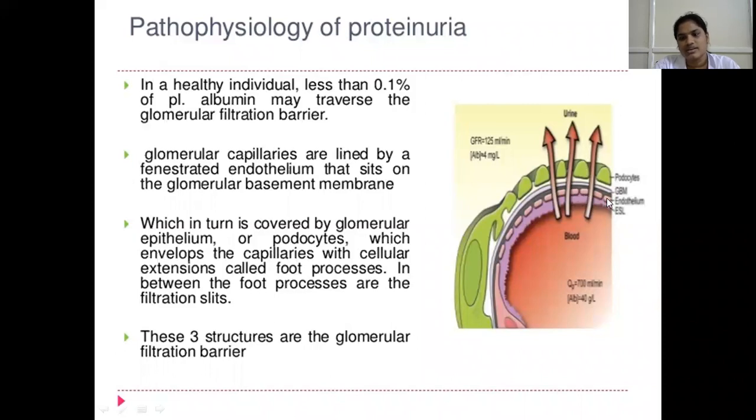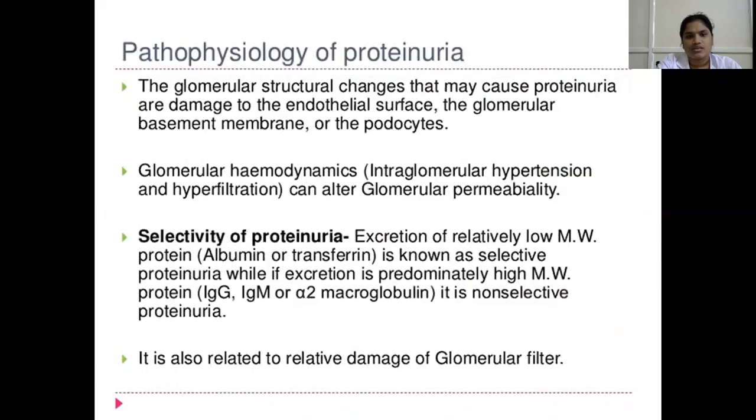So three layers, what are the three layers? That is the endothelium, glomerular basement membrane, and the podocytes. These three structures are the glomerular filtration barrier. So in a healthy individual, less than 0.1% of the plasma albumin only traverses it. Structural changes that may cause proteinuria are due to damage to the endothelial surface, the glomerular basement membrane, or the podocytes.